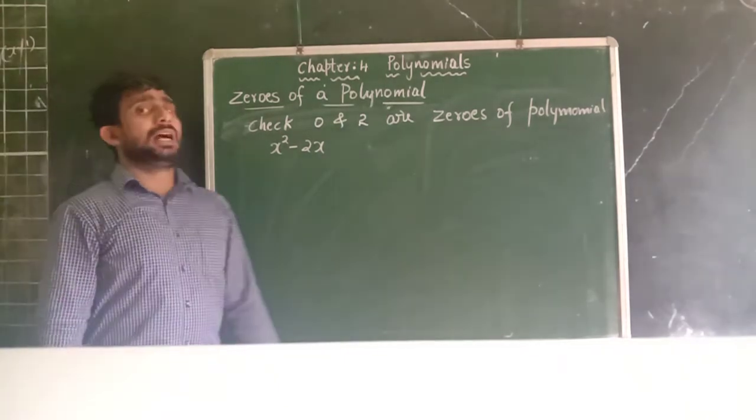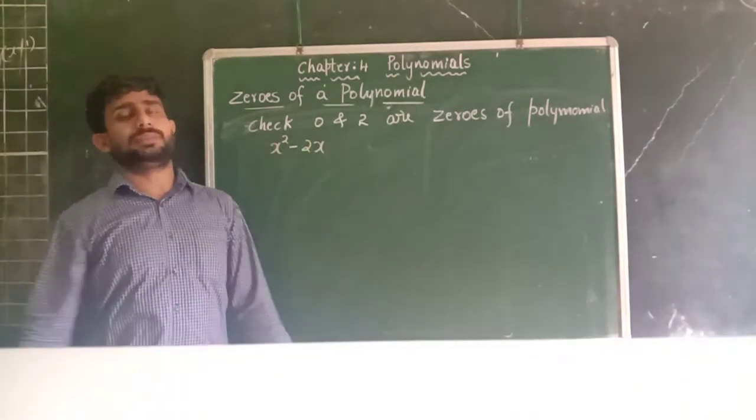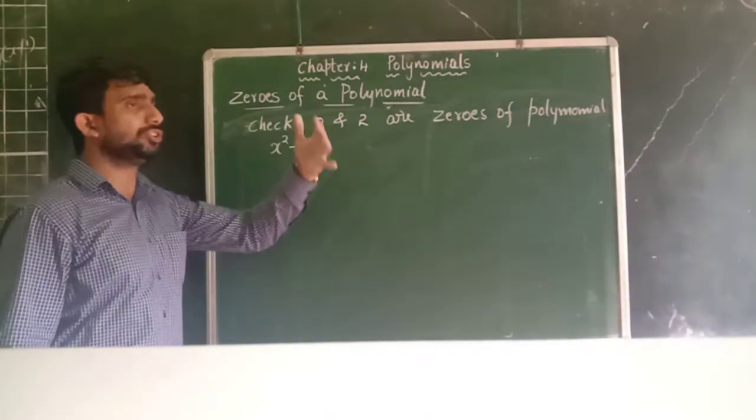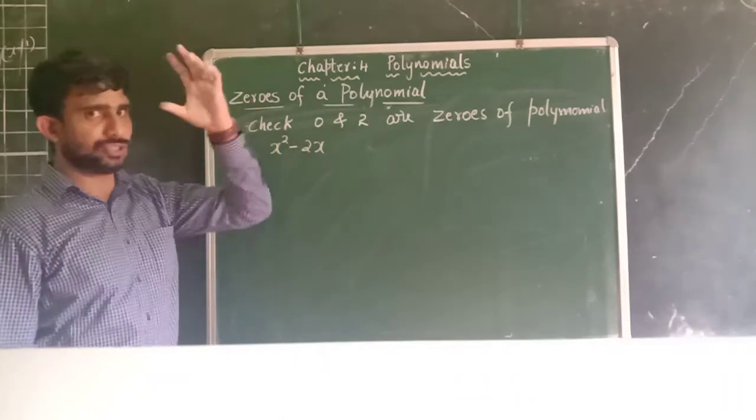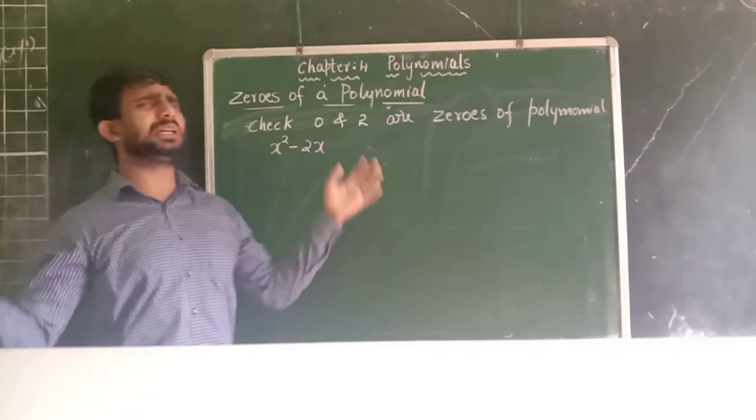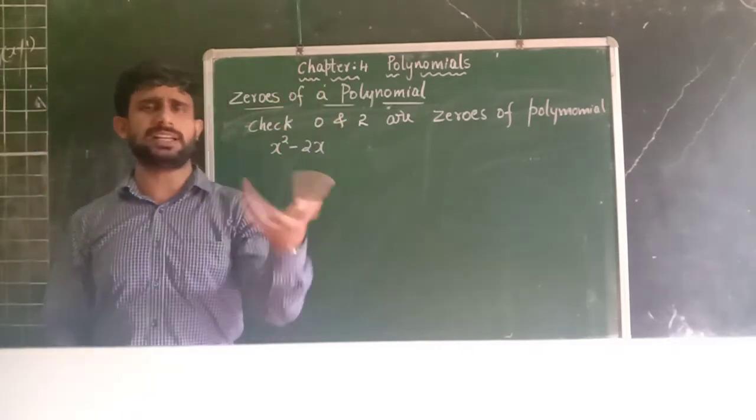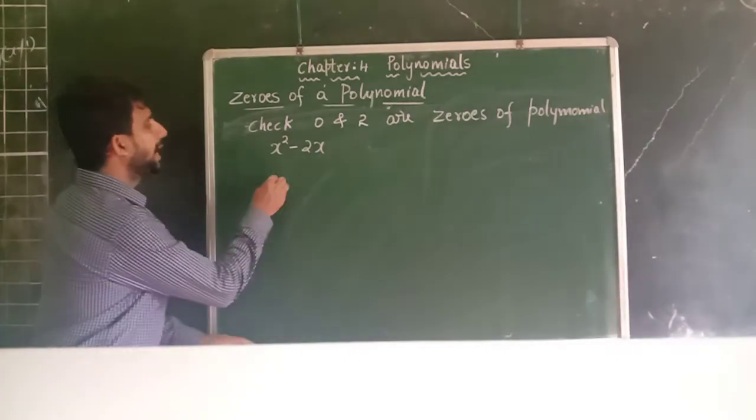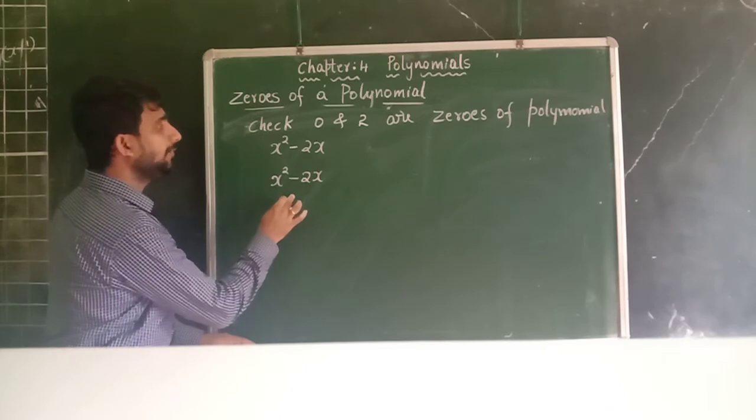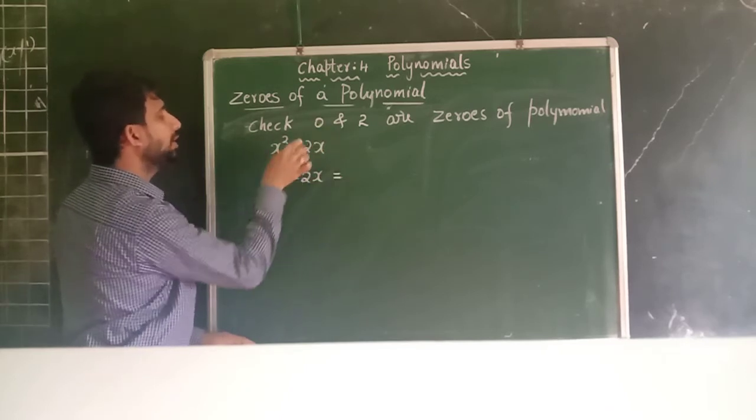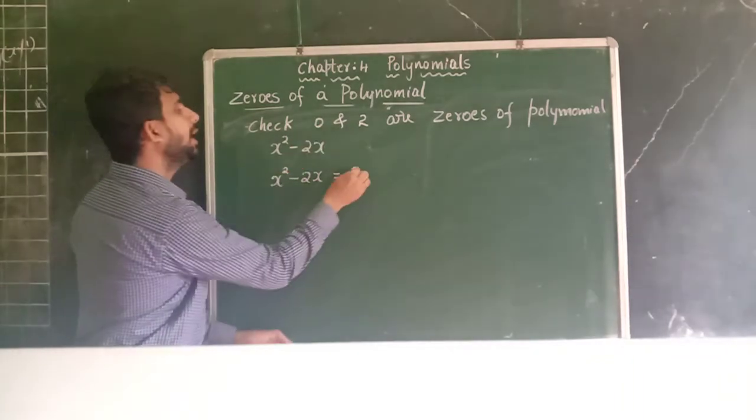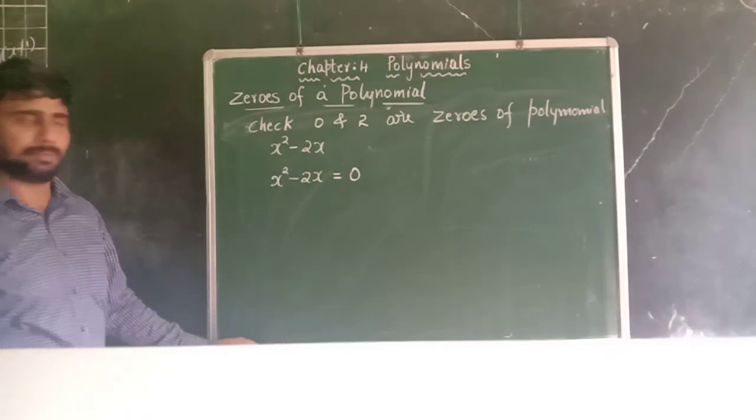Now, I will solve this by using a different method. One method is: give 0 for x, and see whether the value comes as 0. Give 2 for x, and the value comes as 0. That is one of them. If I want to check, x square minus 2x is a polynomial. If I substitute a zero of the polynomial, the answer should be 0.